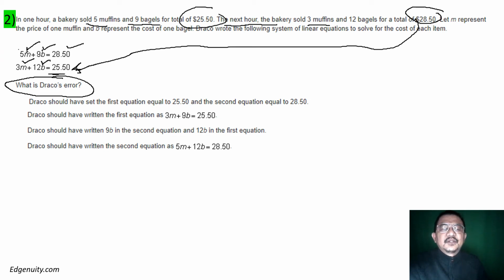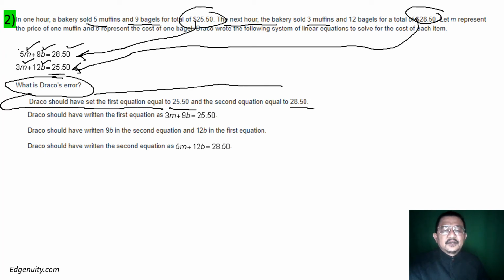25.50. What is the total here? 25. Did you see what happened? Okay, so let's see. Draco should have set the first equation equal to 25 and the second to this one. See? That's already the answer. Okay, wrong numbers were placed.